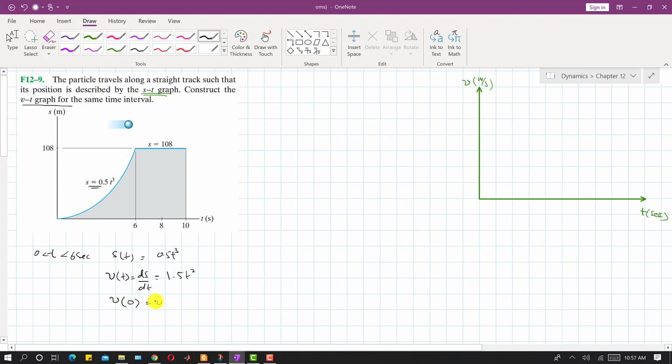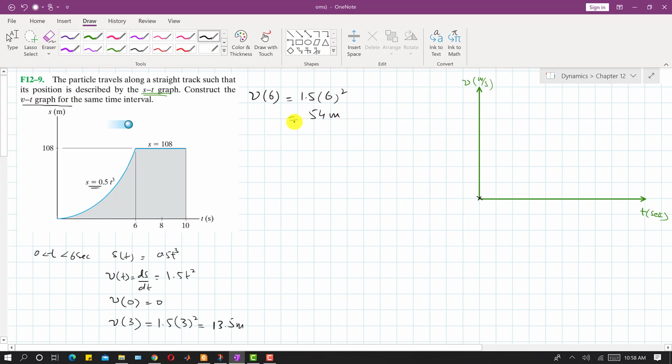Now if we want to draw the graph of this, the velocity at t equals 0 is 0, so we can plot that on this graph. I have drawn these two axes. On the y-axis is velocity, and on the x-axis is time in seconds. At t equals 0, the velocity is 0. Let's find the velocity after 3 seconds: 1.5 into 3 square, which comes out to be 13.5 meters per second. The velocity at t equals 6 seconds will be 1.5 into 6 square, which comes out to be 54 meters per second.